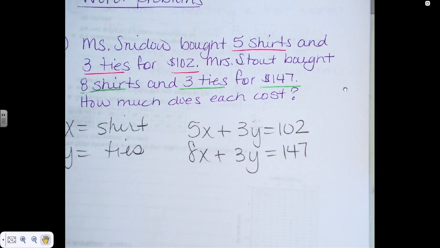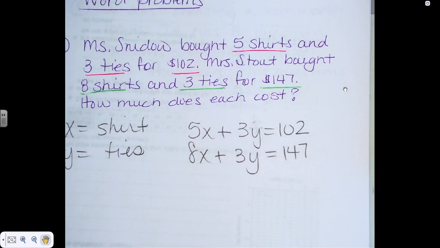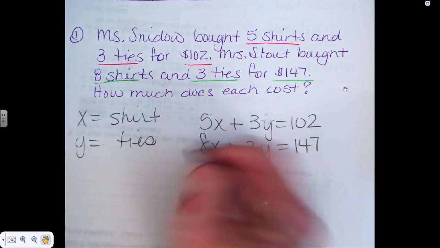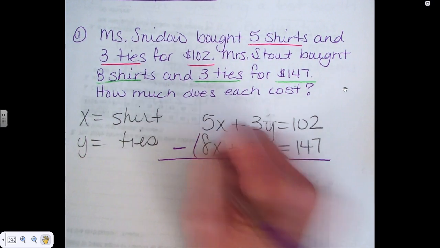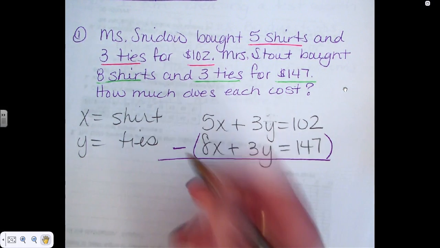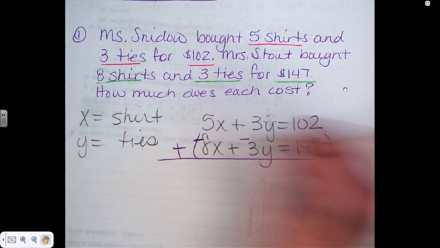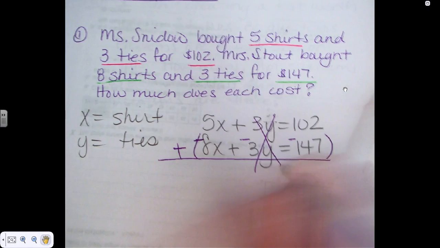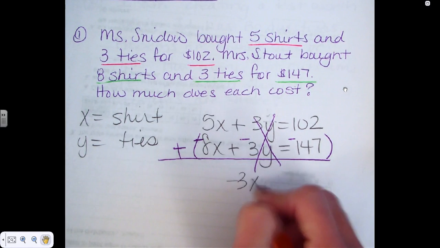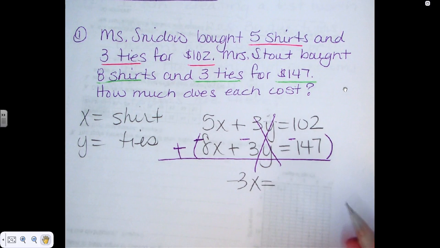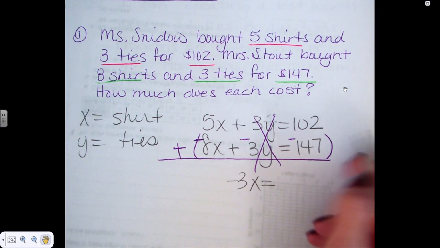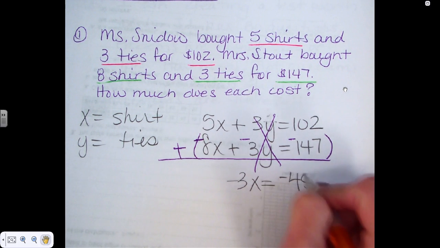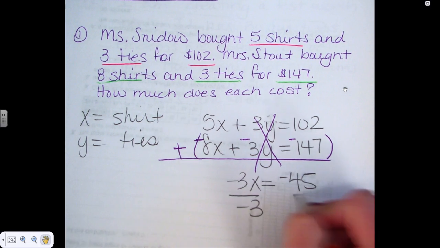The nice thing is I have a 3y and a 3y. So if I just subtract, which really means I'm doing what? Hopefully you said adding the opposite. And now I'm left with negative 3x is equal to, different sign subtract, remember the bigger number goes on top, you should get negative 45. Divide by negative 3.